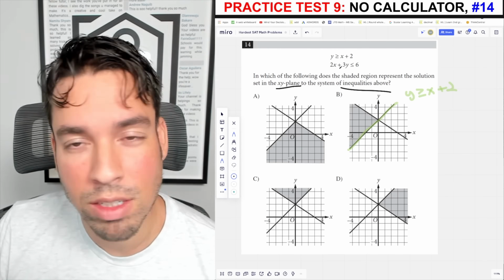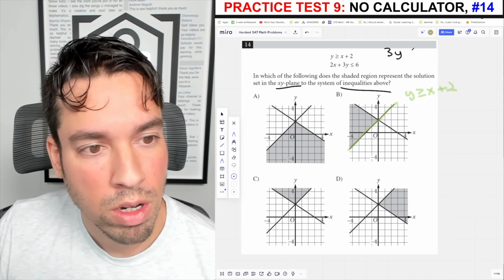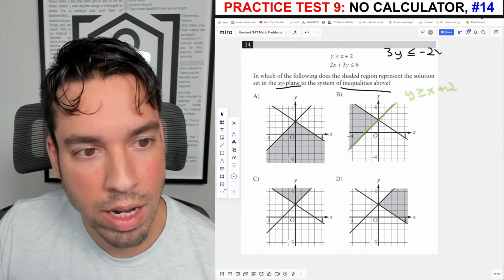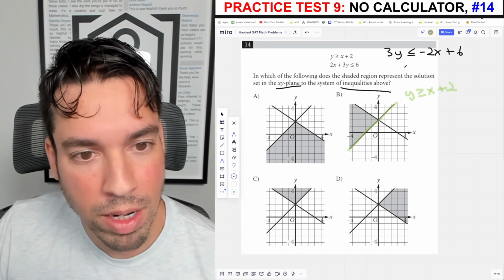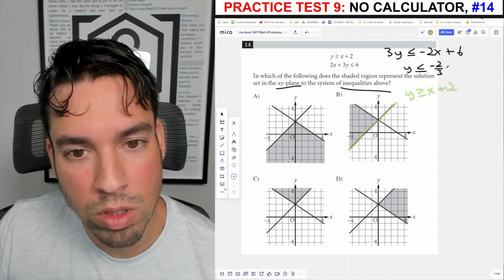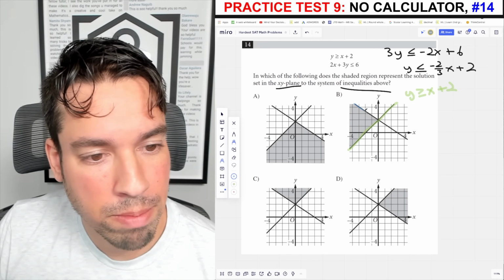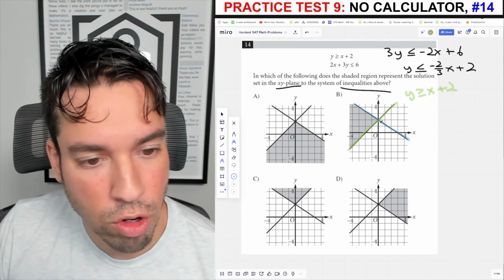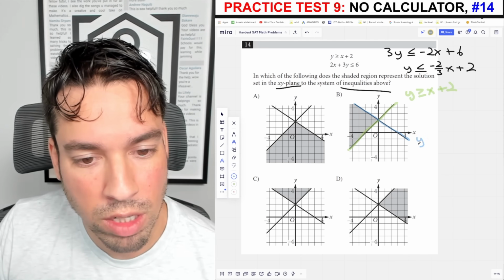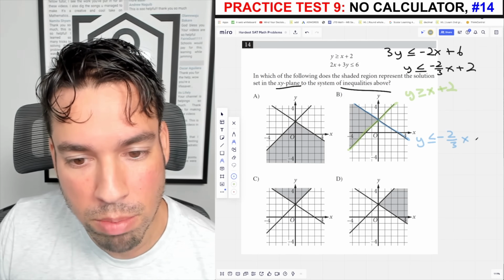I want to get it into slope-intercept form because that's how we know where to shade. So first, I'm going to subtract by 2x. Then I'm going to divide by 3, and we get y is less than or equal to negative 2/3 x plus 6 divided by 3, which is 2. This makes sense because we do have a negative slope, and we do have the same y-intercept. So again, it's y is less than or equal to negative 2/3 x plus 2.